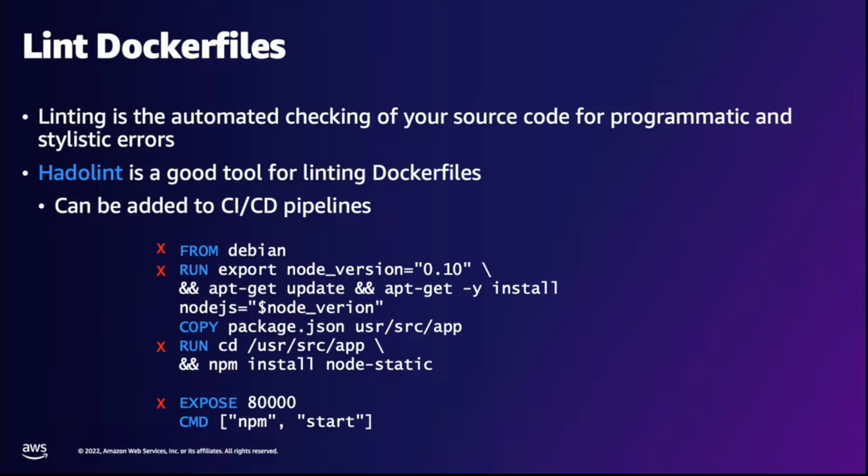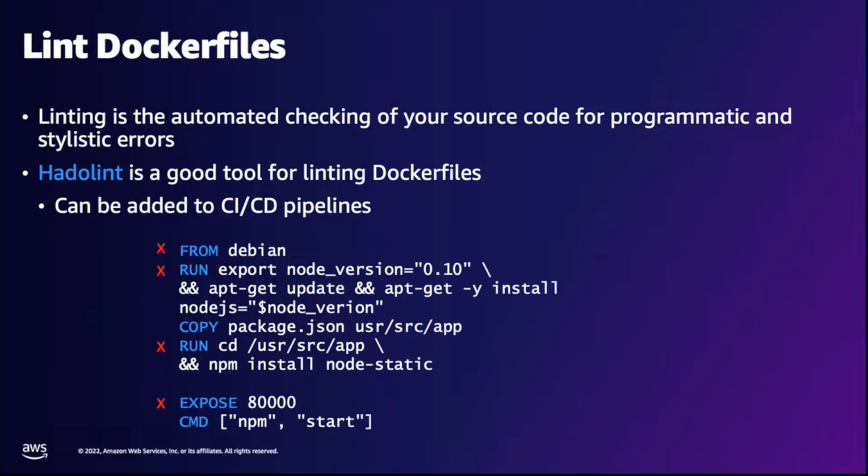For example, EXPOSE 80000 ports. This is something that is not valid, right? Because valid Unix ports range from 0 to 65,535, right? So these are the things that we usually recommend to prevent users from creating Dockerfiles that are not following the best practices.